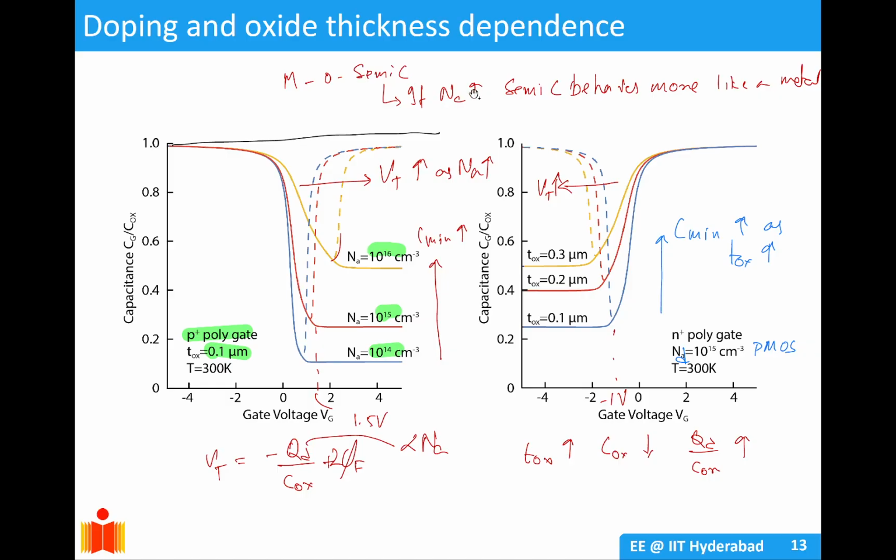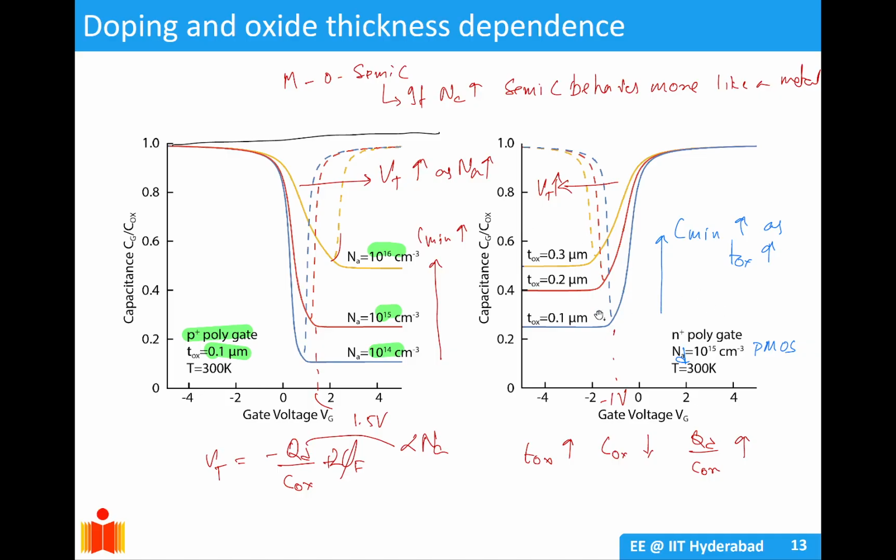So if you increase the doping, your semiconductor behaves more and more like a metal because the Fermi level goes closer to your valence band or conduction band, and hence your change in capacitance reduces. So as you increase more and more doping, your difference between C min and C max will decrease. And you can see here the increase in your C min.